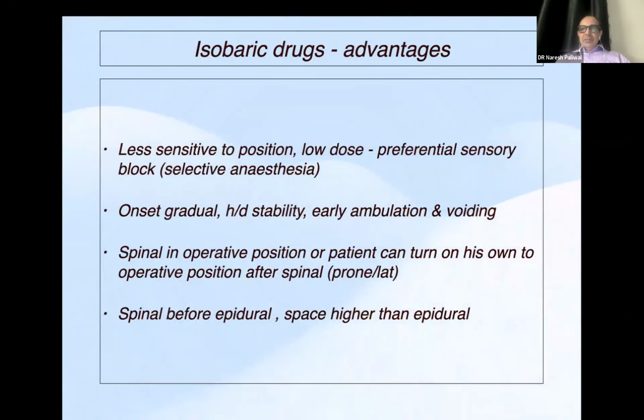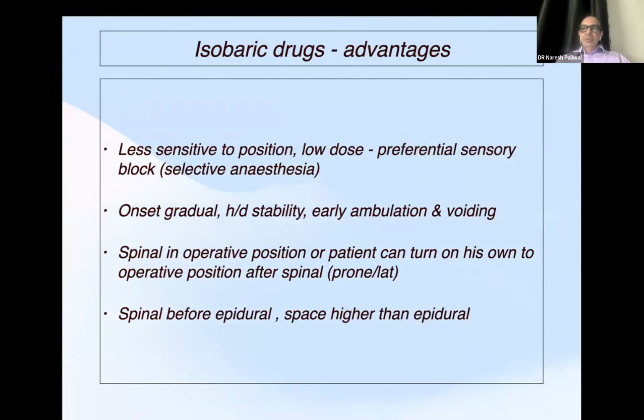Isobaric drugs, advantages: they are less sensitive to position issues. In low doses, as already mentioned, they have a propensity for a sensory block. Onset is gradual. There is hemodynamic stability, early ambulation, and voiding. Spinal can be given directly in the operative position, or you can give spinal in any position and the patient can turn on his own to the desired position.